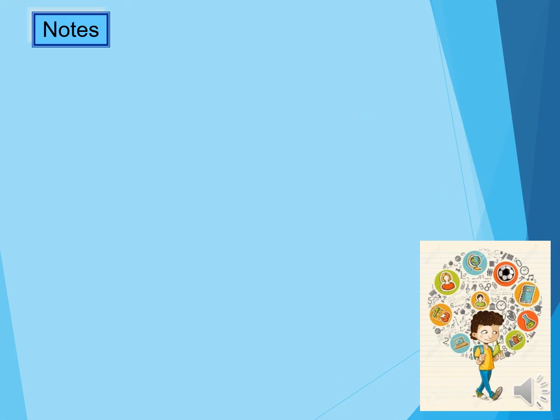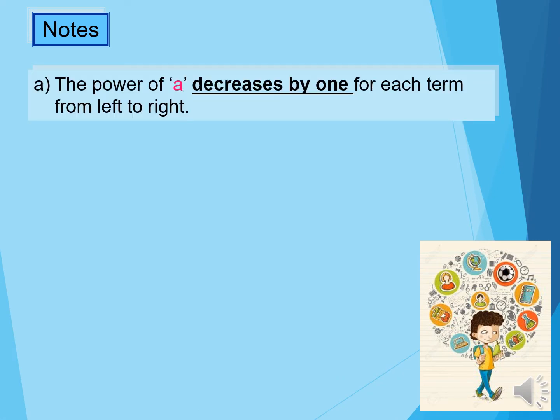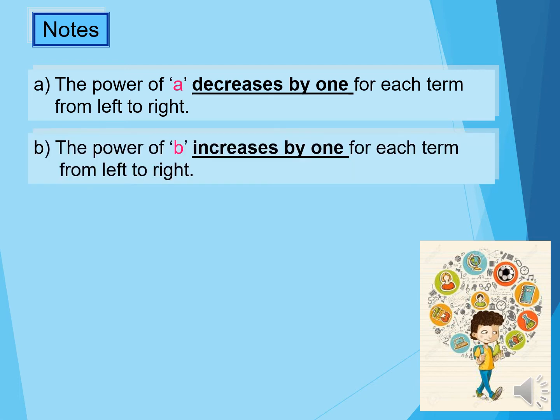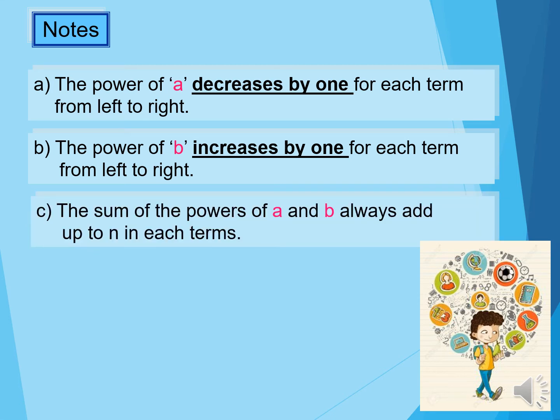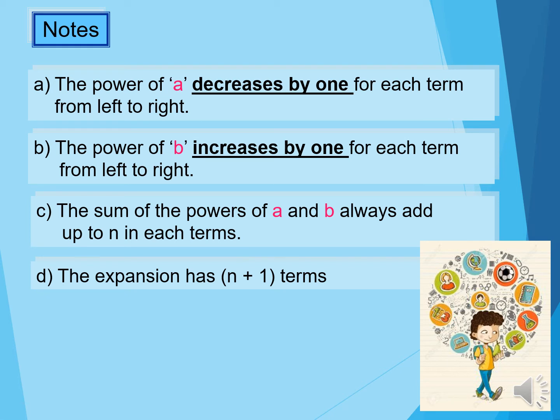From the binomial theorem, the power of a decreases by 1 for each term from left to right. The power of b increases by 1 for each term from left to right. The sum of the powers of a and b always adds up to n in each term. The expansion has n plus 1 terms.